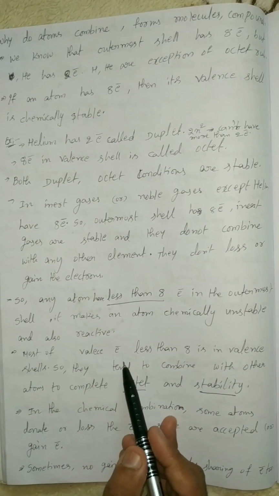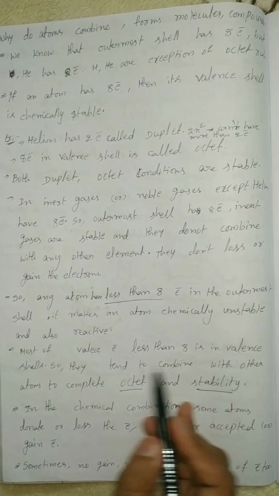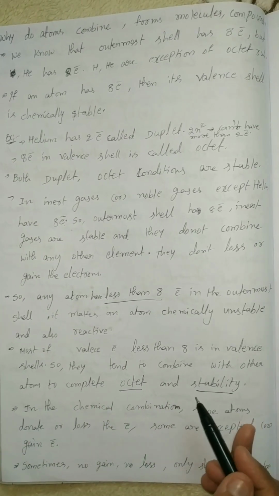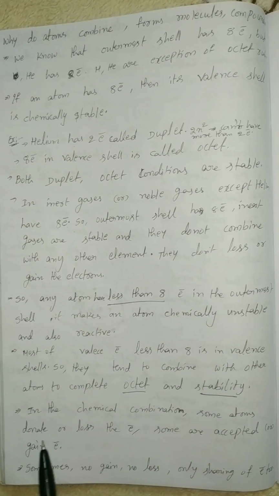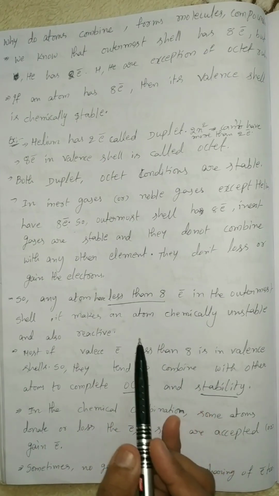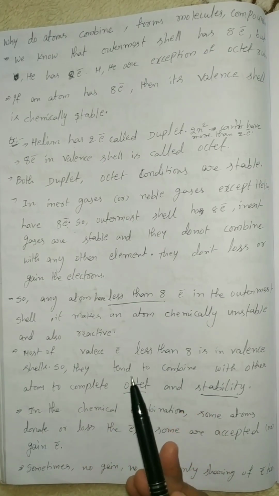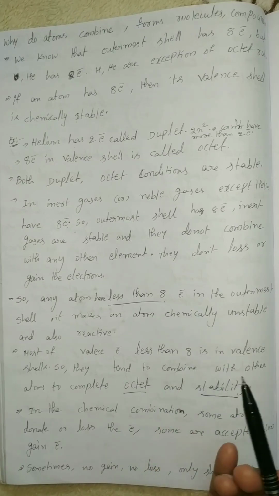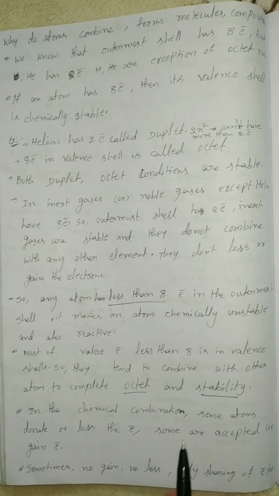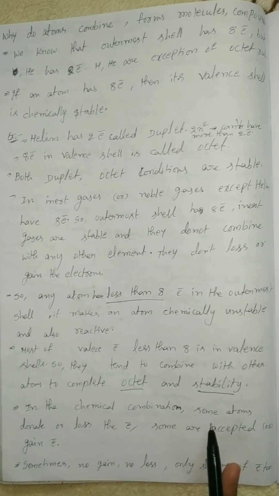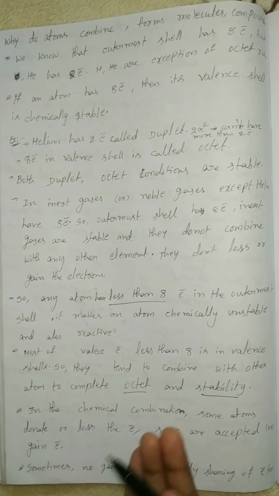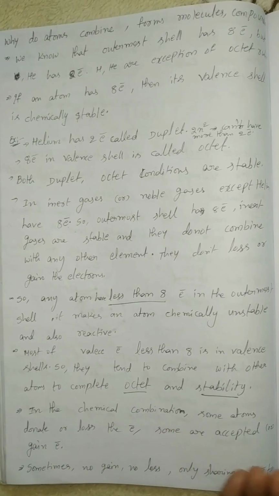Most atoms have valence electrons less than 8 in the valence shell. So they tend to combine with other atoms to complete the octet and gain stability. So if any atom has less than 8 electrons, it is active to combine with another atom for stability and to complete the octet rule. In the chemical combination, some atoms donate or lose electrons. Some accept or gain. Sometimes no gain, no loss, only sharing of electrons.